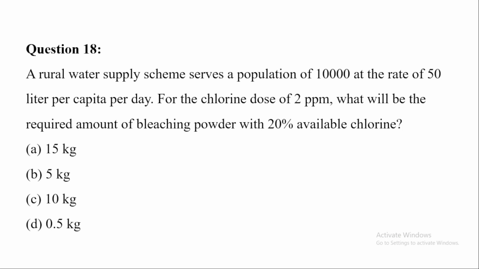Okay, so we have the population given. Population is 10,000. The rural water supply rate is given as 50 liter per capita per day. Per capita means the population number that is given. So for a population of 10,000, the rate is 50 liters per day.